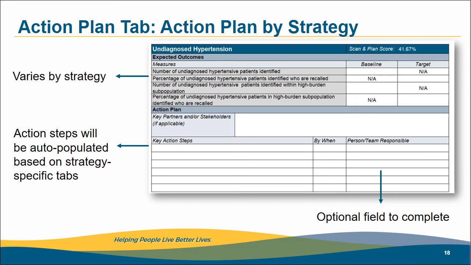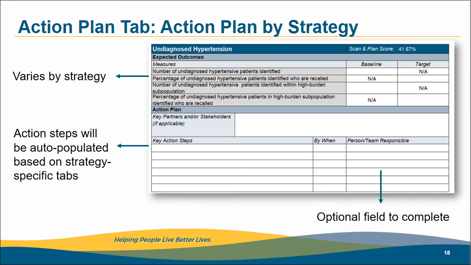For each action step that your agency indicates that they will do, we'll just have you indicate by when you hope to achieve that action step. The person or team responsible is actually an optional field within your action plan in the event that it's helpful for your organization. If it's helpful to clarify who within your organization or which team within your organization will be taking on that action step, you can certainly feel free to include that information on your action plan.